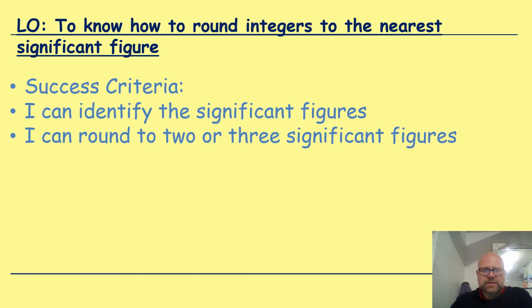Okay, so this lesson was about being able to round integers to the nearest significant figure. Your success criteria was you can identify the significant figures, and how we did that was by spotting the non-zero numbers and putting a circle around them. And your other success criteria was I can round to 2 or 3 significant figures. So if you got your questions mostly correct in the 3 exercises, then you have achieved the success criteria.